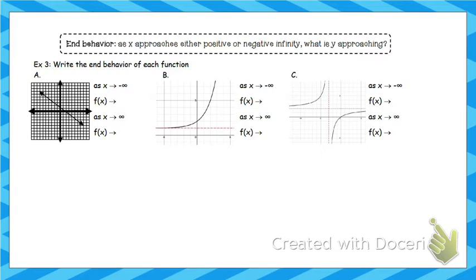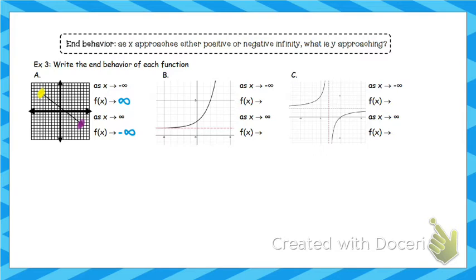As x approaches negative infinity. Well, that is the left side of my graph. So looking at this first one, the left side of my graph is going up. So as x approaches negative infinity, f of x approaches positive infinity. All right, then let's look at the right side. As x approaches positive infinity, your graph is going down on the right side. So the y's are approaching negative infinity.